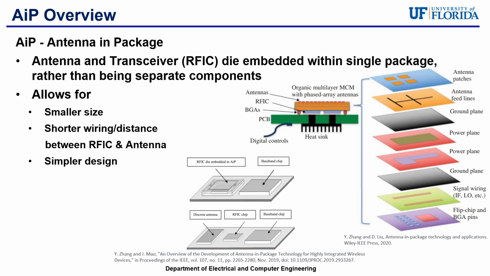As shown in the figure on the right, the AiP module reduces the size by making the transceiver a part of the stacked layers and utilizing the same wiring as the antenna.